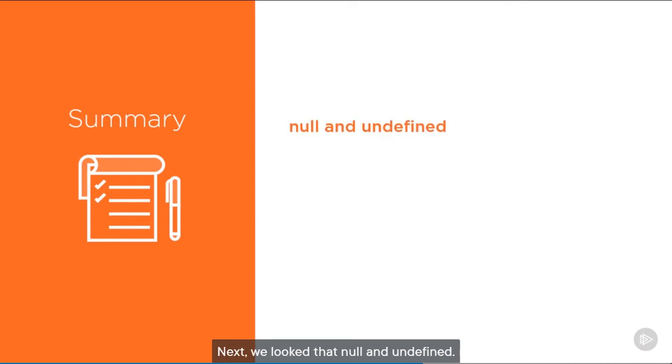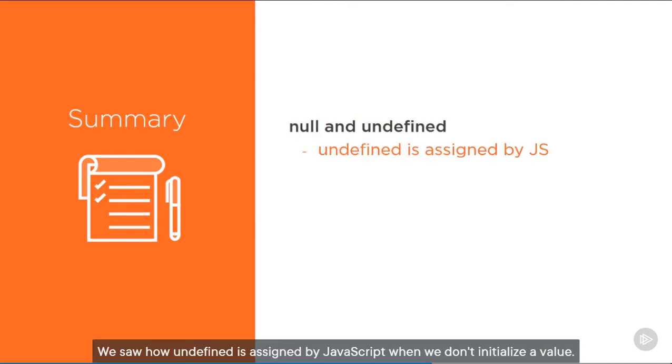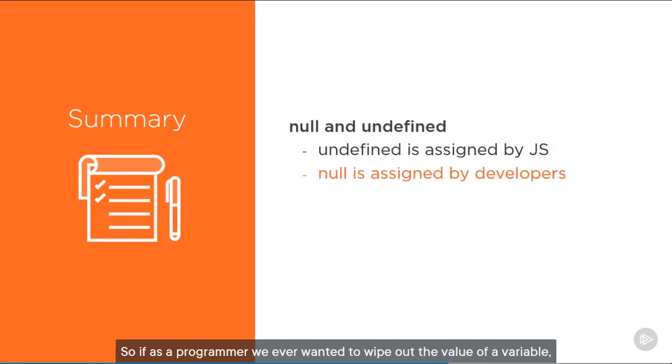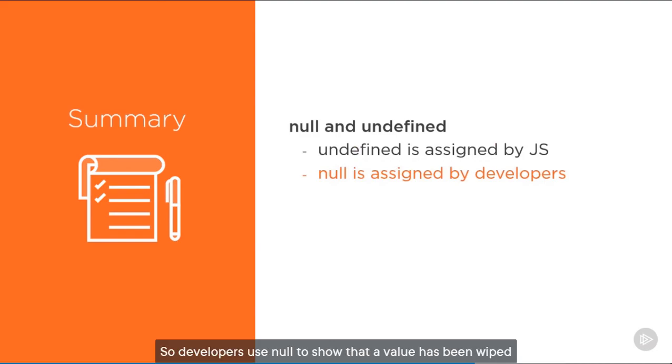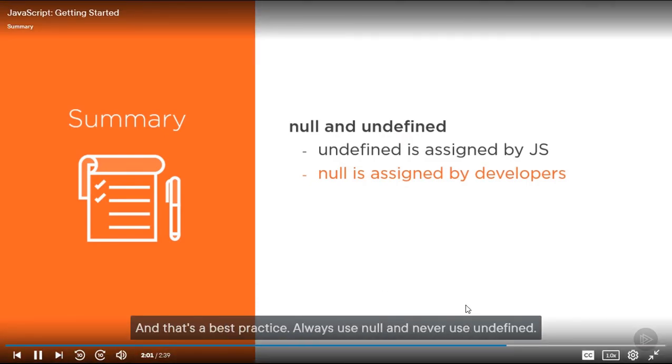Next, we looked at null and undefined. We saw how undefined is assigned by JavaScript when we don't initialize a value. So if as a programmer we ever wanted to wipe out the value of a variable, we would use null instead. So developers use null to show that a value has been wiped out, and JavaScript uses undefined to show that a value was never assigned in the first place. And that's the best practice. Always use null and never use undefined.